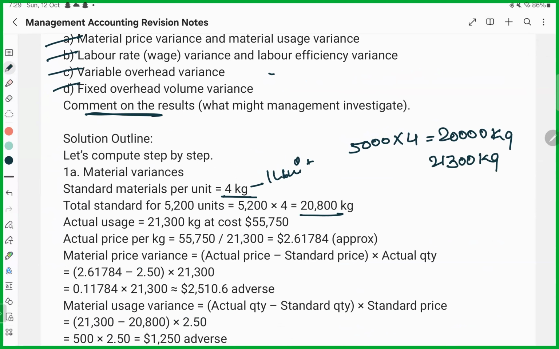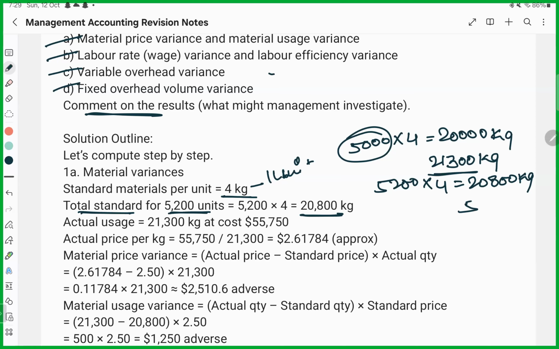But one thing that you need to observe, we decided to sell 5,000 units, but we actually sold 5,200 units. So how much material would we have used? We would have actually used 20,800 kgs. So you can see over here the total standard for 5,200 units, because since I've sold 200 units extra, the usage of material should have been 20,800 kgs. But I ended up using 21,300, that is 500 kg extra I have used in case of material.